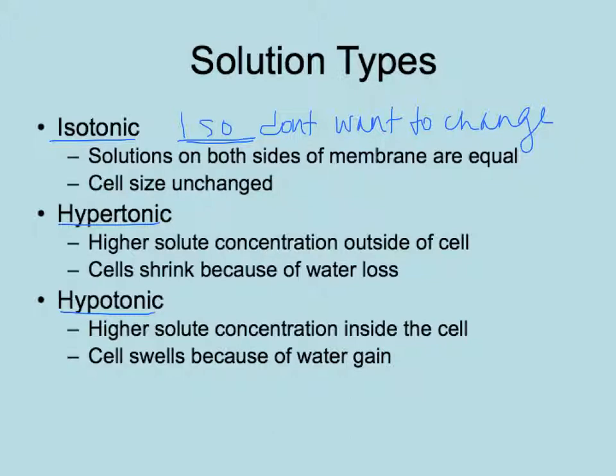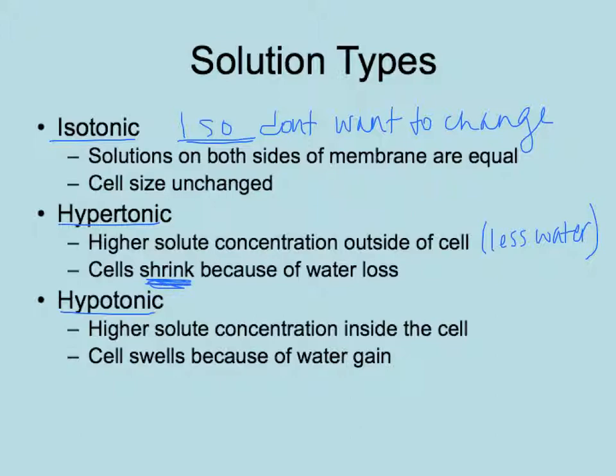Hypertonic is where we have a higher solute concentration outside of the cell. And when we have a higher solute concentration, that means less water outside of the cell. And so since there's less on the outside of the cell, the water on the inside of the cell is highly concentrated versus the outside of the cell, so water is going to leave. So cells are going to shrink is going to be your key thing there.